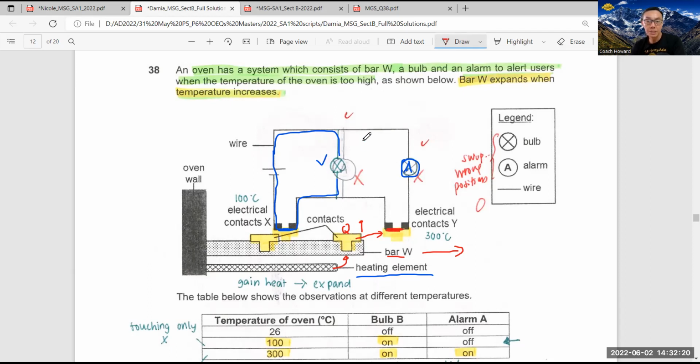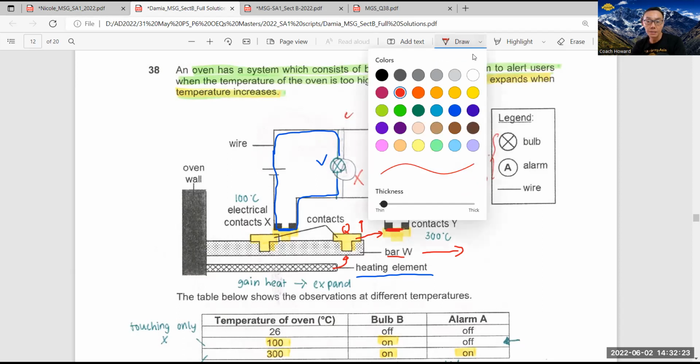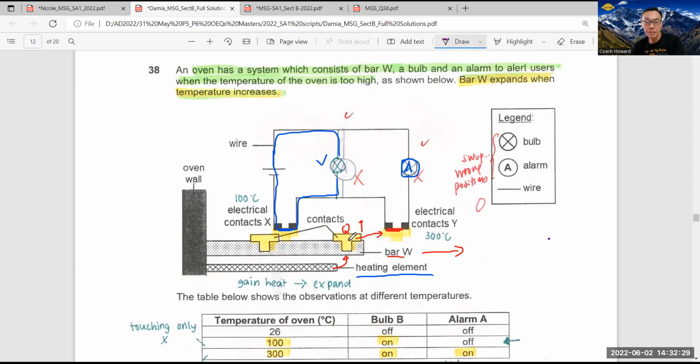So when that happens, let me show you with another color coding. Let's use purple and use darker. So when this contact is shifted here, and this contact, again P, which I labeled, will be here. So both the bulb will be lit and the alarm will be turned on, because when the bar W is shifted here, the electricity flows from here to here, and it also bypasses here and goes here to turn on the alarm. So both the alarm and the bulb will be turned on.